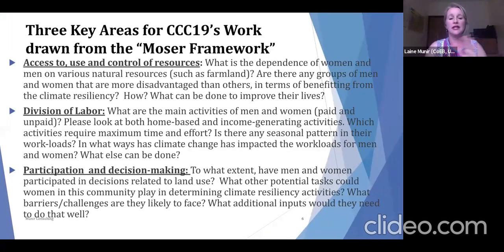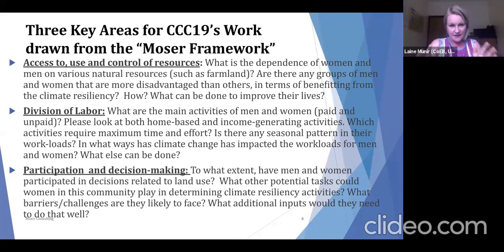So really quickly, we're not gonna read all through this. Really briefly, if anyone ever asks you as a researcher, so what's your gender framework for the CC19 project? Your answer is really simple. We draw from something called the Mosier framework. Don't worry about it, don't Google it.